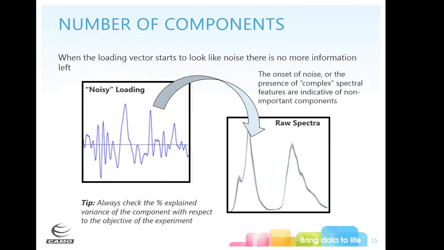This is just another slide explaining when we get to the point of we're looking at different components. When the loading vector starts to look like noise, there's no more real information. Okay, and always look at the % explained variance for the component with respect to the objective of the experiment.